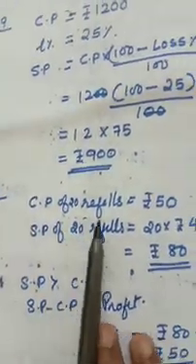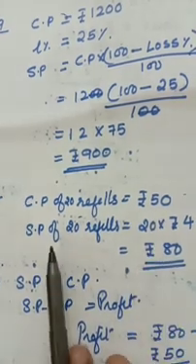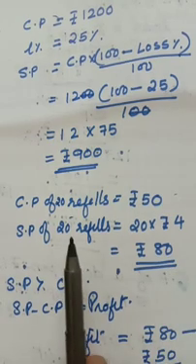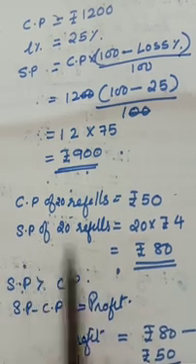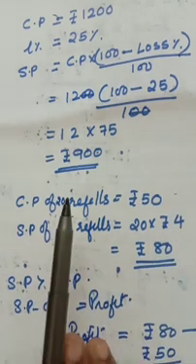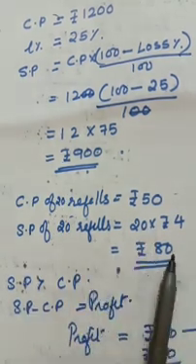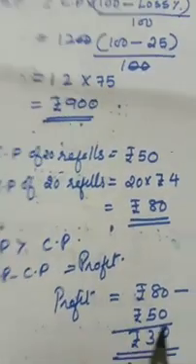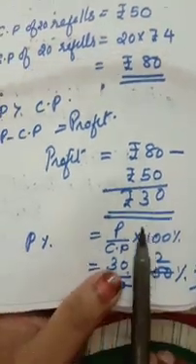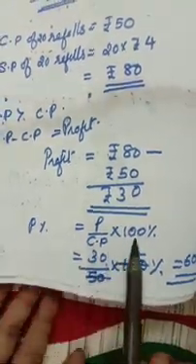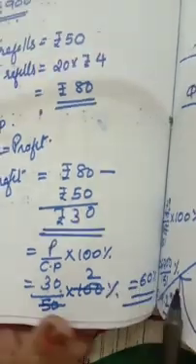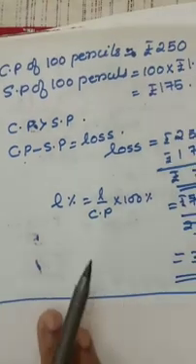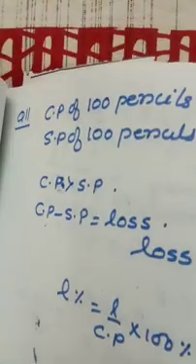Question number 10. CP of 20 refills rupees 50. SP of 20 refills equal to 20 into rupees 4 equal to rupees 80. Why? Because 1 refill SP is rupees 4. Like that, 20 refill SP will be 20 into 4, rupees 80. Okay. Then SP greater than CP, you will get a profit. Subtract, 80 minus 50, that is rupees 30. Apply the profit percentage formula, you will get a profit percentage of 60%.